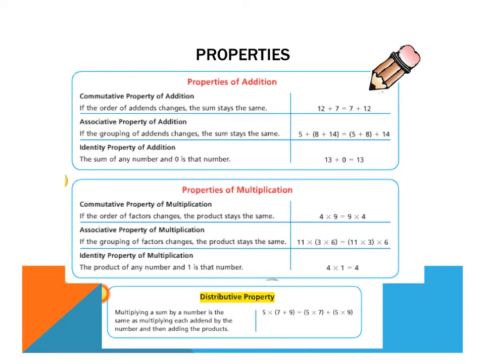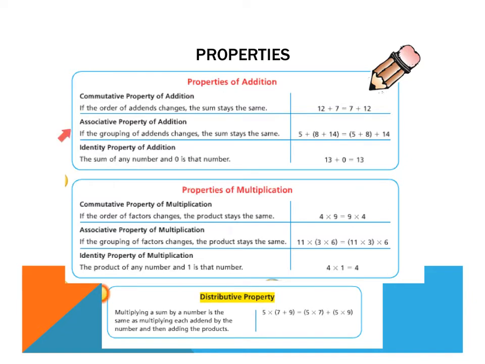Here are the properties themselves. You'll notice that some of them are very similar. In this first box, we have the properties of addition. The commutative property of addition tells us the order of the addends changes, but the sum stays the same. So first we add 12 plus 7. Then we can change to 7 plus 12. Our numbers didn't change, just the order we wrote them.